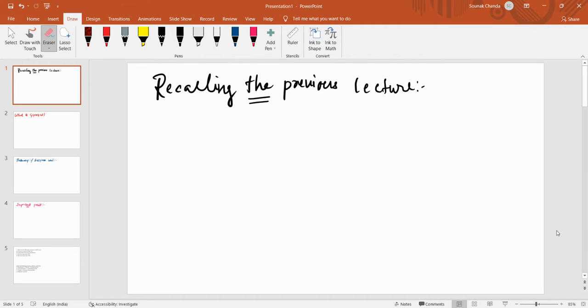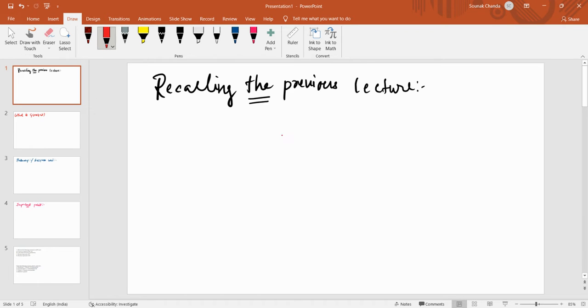In the previous lecture we discussed what respiration is. Everybody knows that respiration is the process through which living organisms respire, that is, form energy in the form of ATP. It's a process that deals with the formation of ATP.